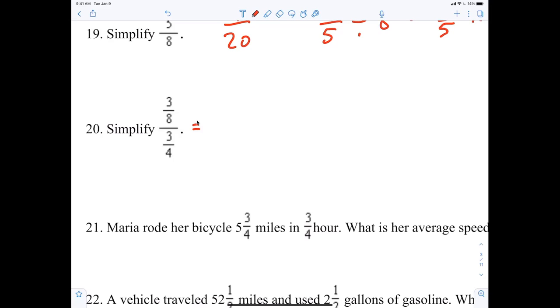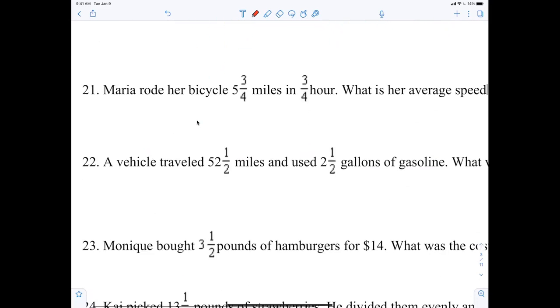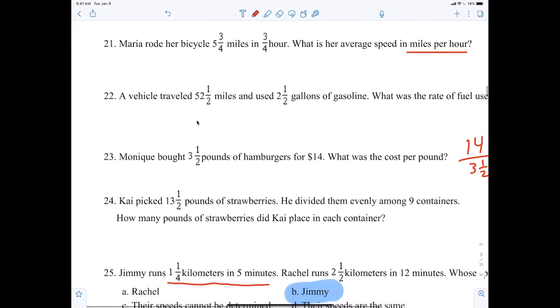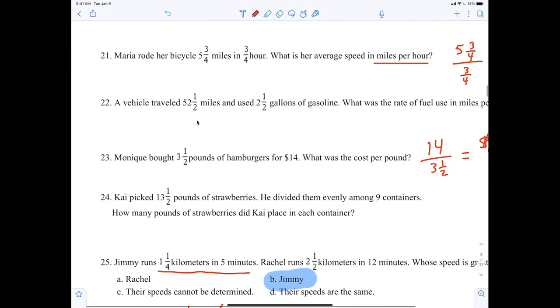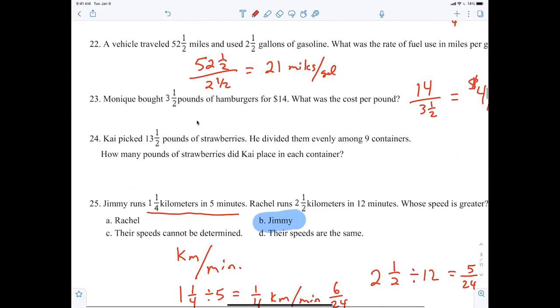It's not okay. Yes, it is. 1/2. Thank you very much. All right. And Charlotte, 22, it'd be 21 miles a gallon, because we did 52 and 1/2 divided by 2 and 1/2. Tell me again what that was. 21 miles per gallon. All right.